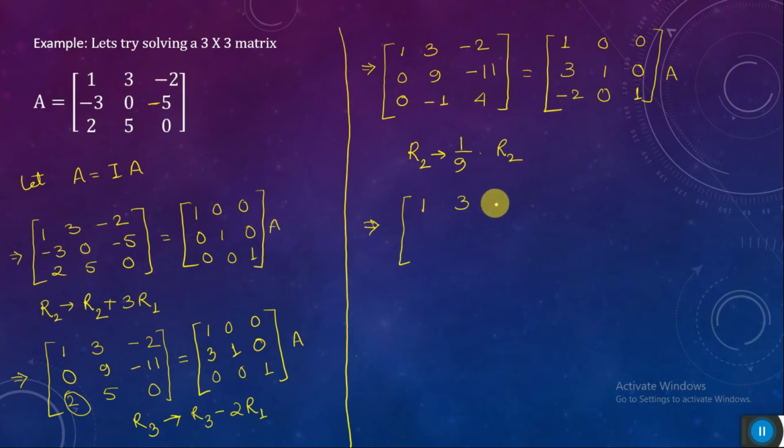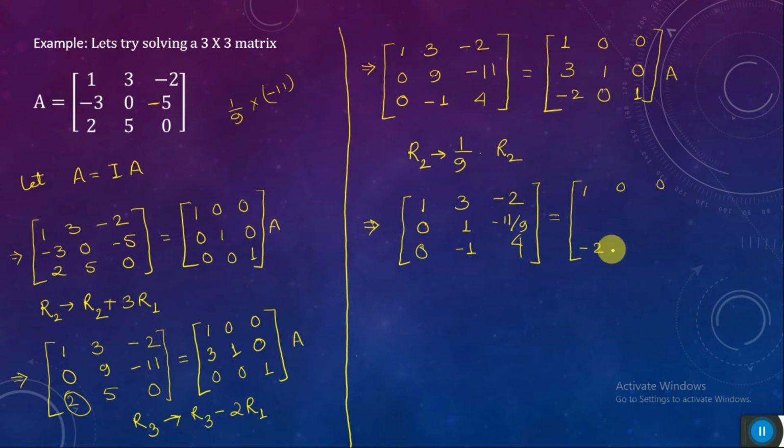Row 1 is not under operation, so I write it as it is. Okay, now if you see here, this one multiplied by 1 by 9 will give me 0 only. This one multiplied by 1 by 9 will give me 1. But this one multiplied by 1 by 9, 1 by 9 into minus 11, I will get minus 11 by 9. Okay? So same thing I will do here. 1 0 0 minus 2 0 1.